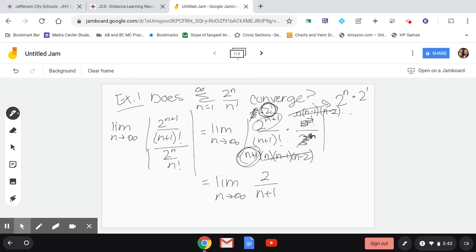And as n approaches infinity, that is going to be 0. So according to our outcomes, if p is less than 1, then the series converges absolutely. So we would say, the series 2 to the n over n factorial converges absolutely according to the ratio test because p is 0, which is less than 1. And so we would write that out.